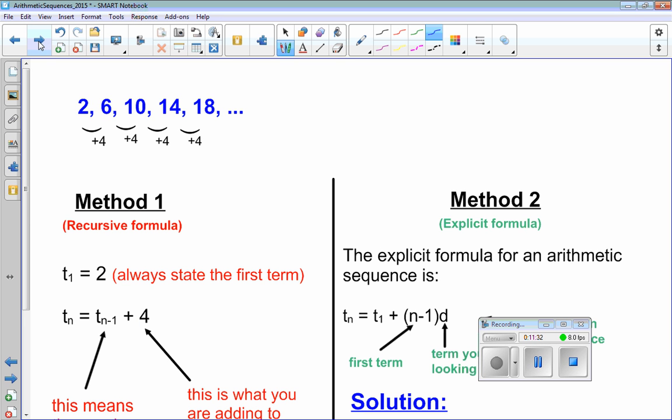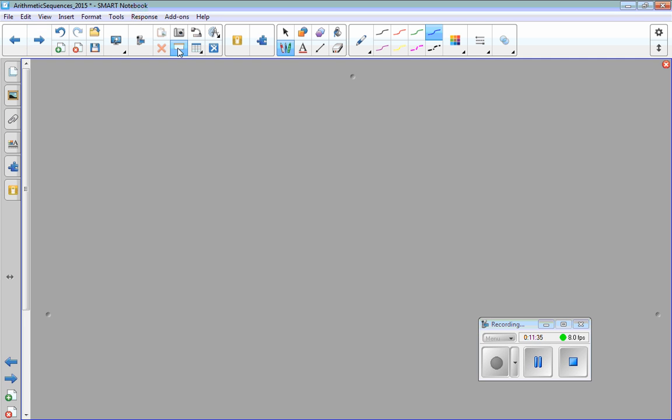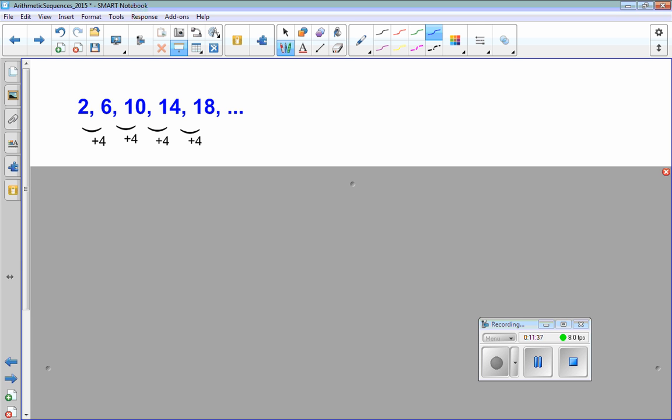Okay. So what I'd like to be able to do here is talk about an explicit formula. This is an example I would write in your notes. It says, write an explicit formula to describe this sequence. So write the sequence down: 2, 6, 10, 14, and 18.